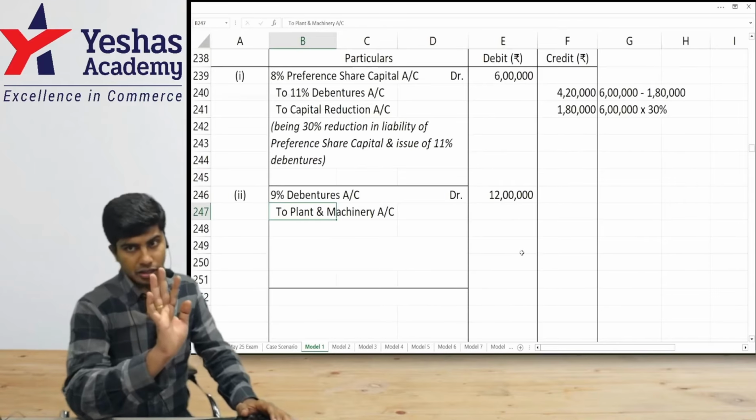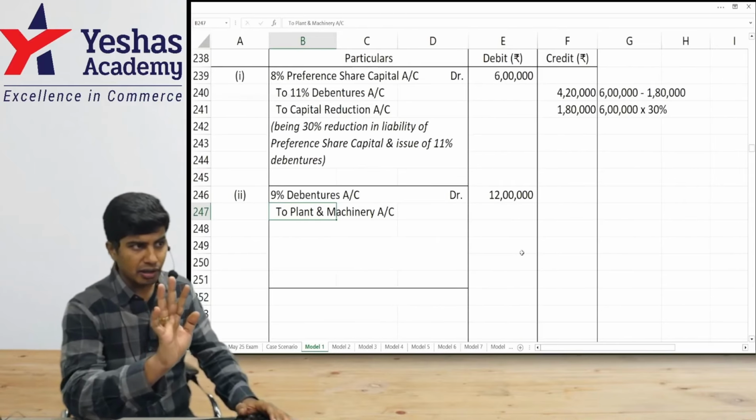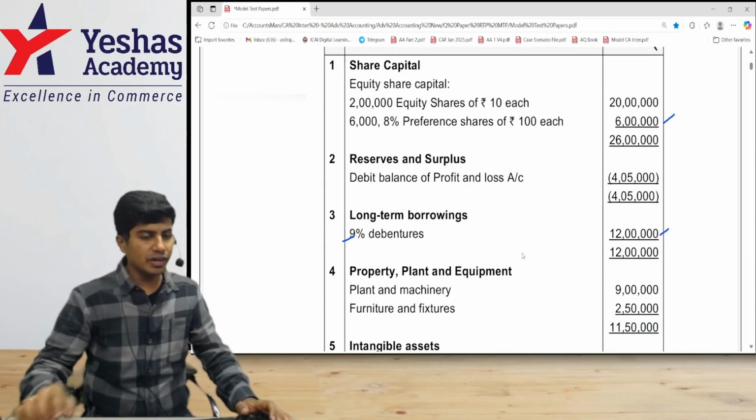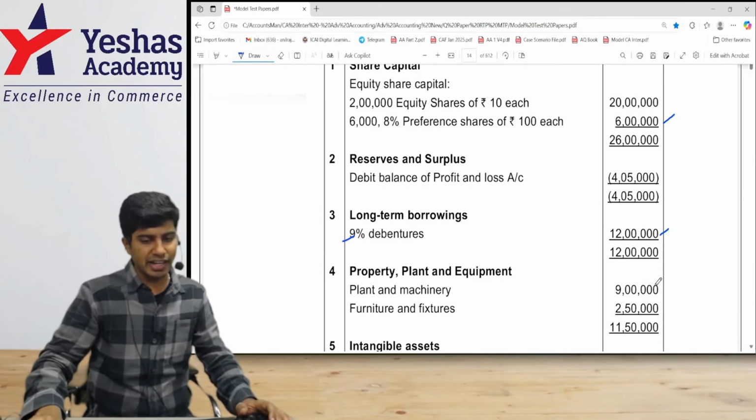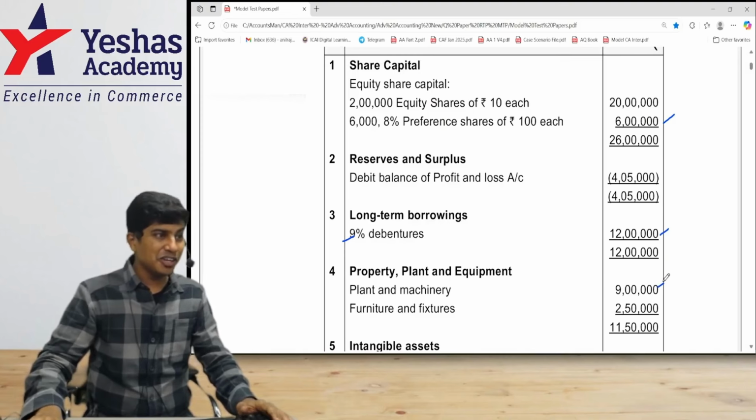Yeah, but wait. Plant and machinery need not be 12 lakh. We need to write the book value. What is the book value of plant and machinery? 9 lakh. Oh, if we had to give cash to our debenture holders, we are supposed to give them 12 lakh.